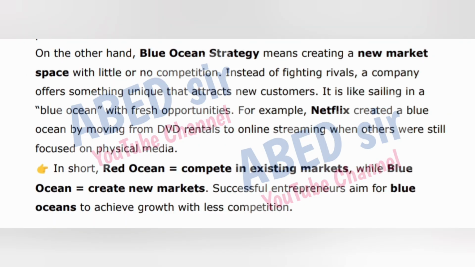On the other hand, Blue Ocean Strategy means creating a new market space with little or no competition. Instead of fighting rivals, a company offers something unique that attracts new customers. It is like sailing in a blue ocean with fresh opportunities. For example, Netflix created a blue ocean by moving from DVD rentals to online streaming when others were still focused on physical media. In short, Red Ocean means competing in existing markets, while Blue Ocean means creating new markets. Successful entrepreneurs aim for blue oceans to achieve growth with less competition.